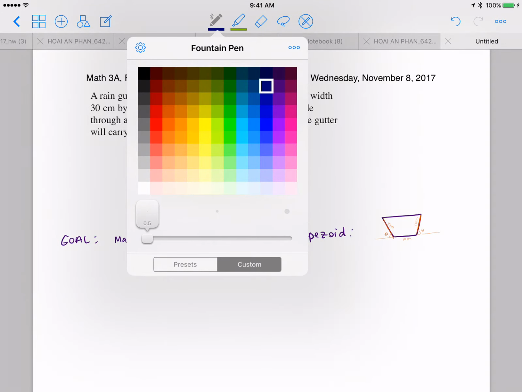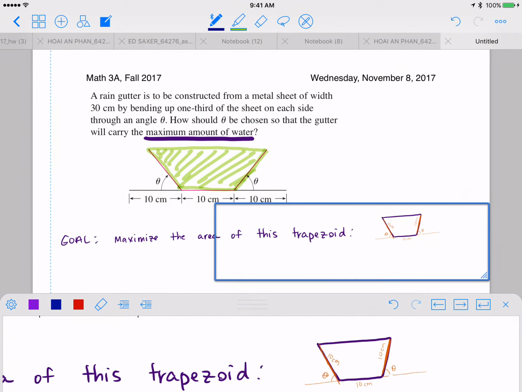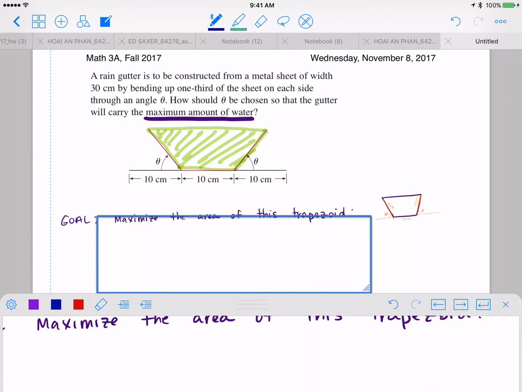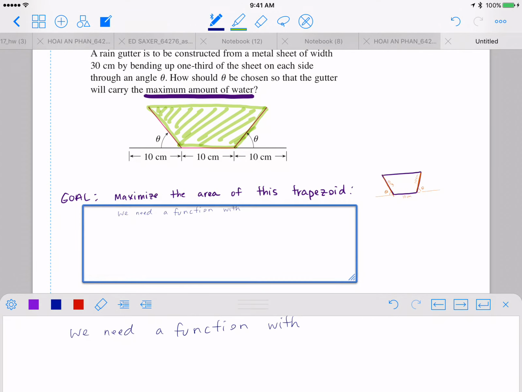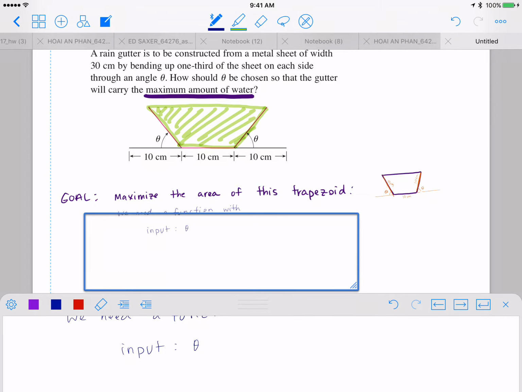Okay, so let's see. What we're looking for is we need a function. We need to maximize a function that has an input. The input is theta, which is the angle that the metal sheet is bent, and the output is going to be the area of that trapezoid.